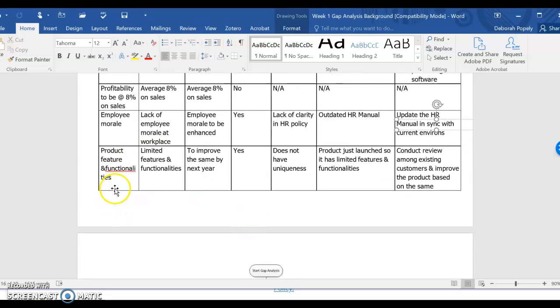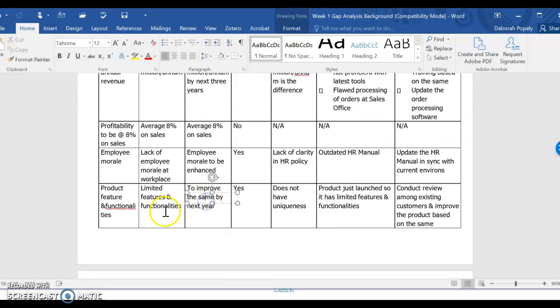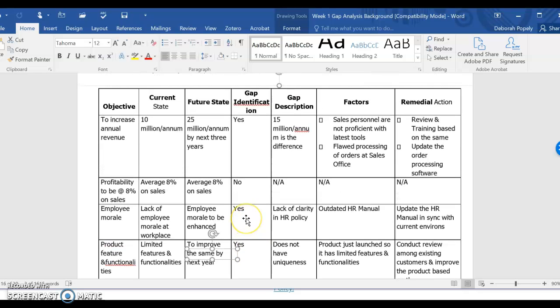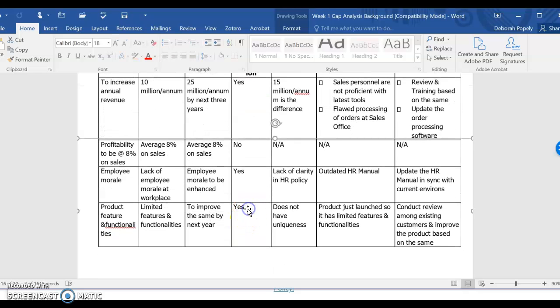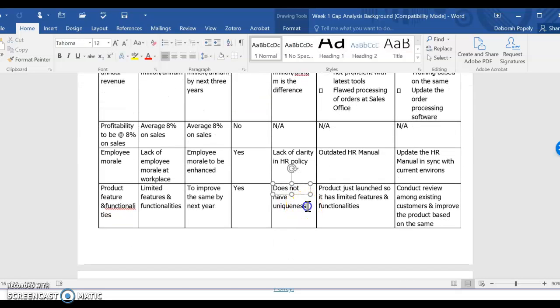Here's a final one: product features and functionalities. Maybe our product doesn't have the right functionalities that our customers want. So what have we said? The future state, we need to improve our functionality by the same time next year. That's our future state we're going for. The gap is, there is a gap. What is the description? Our product doesn't have any uniqueness in its features and functionalities.